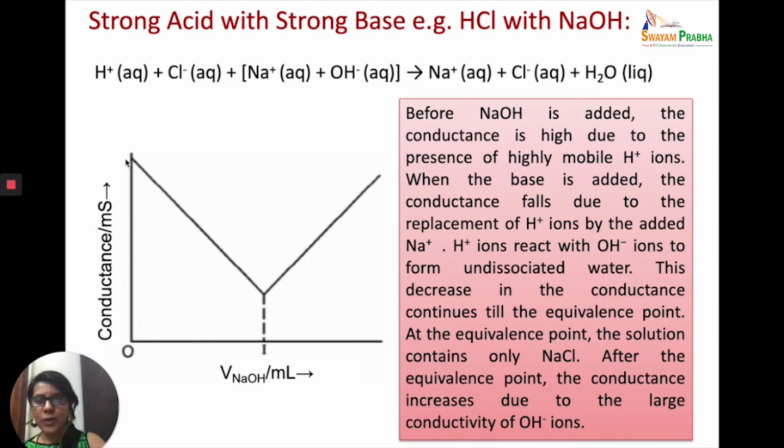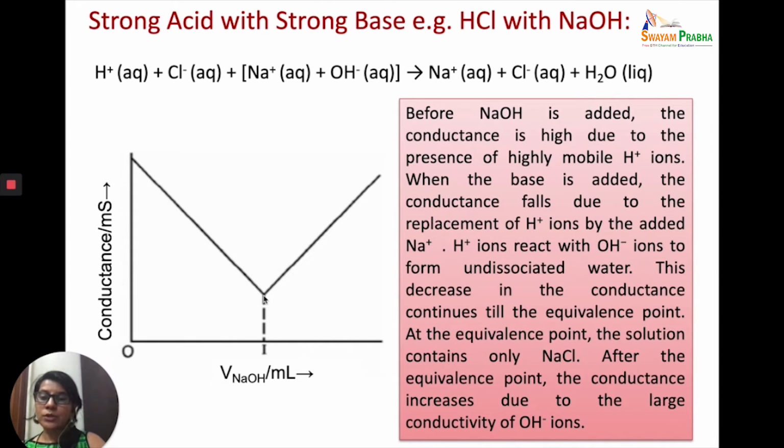Now when you add the base to the solution, the conductance falls because the OH minus of the NaOH reacts with the H plus and forms water. So H plus ions are being replaced by the Na plus ions, and because H plus ions are being replaced by Na plus ions, the conductance value starts falling and continues to fall till you reach the equivalence point.